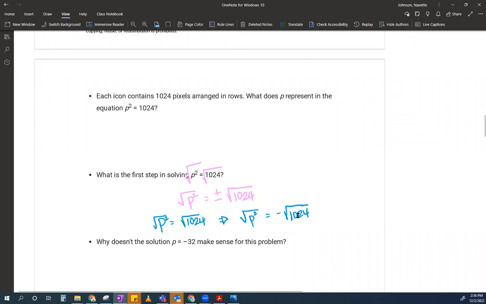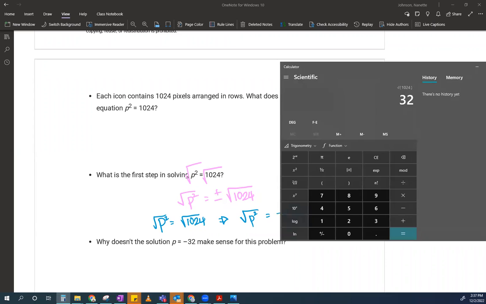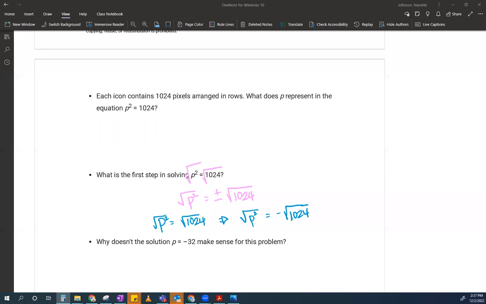Okay, and then we have to figure out what the square root of 1024 is, and I'm just going to show you how to do that. If you use a regular calculator like this, the square root is right there. These calculators work backwards, so you don't hit square root then 1024. You type the 1024 and then you hit square root. It says the square root of 1024 is 32. So here we're going to write P equals 32 or negative 32.